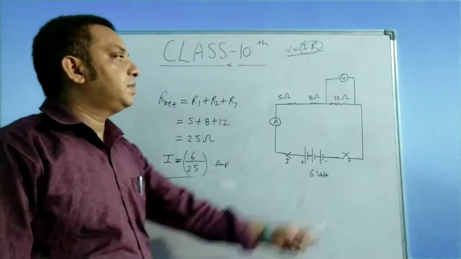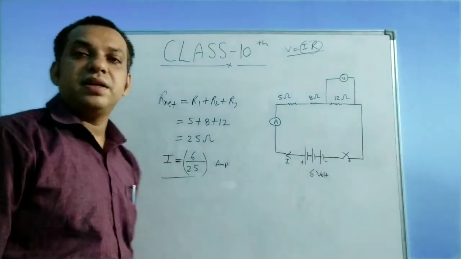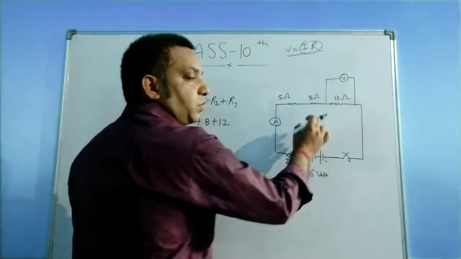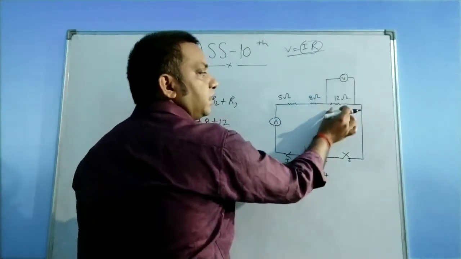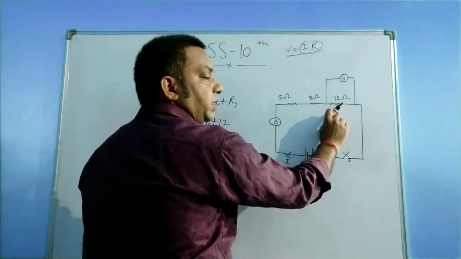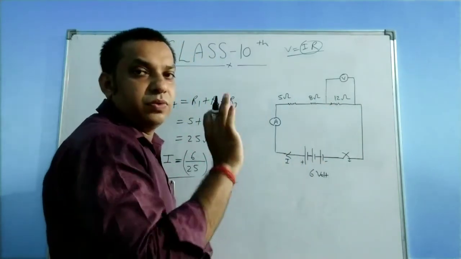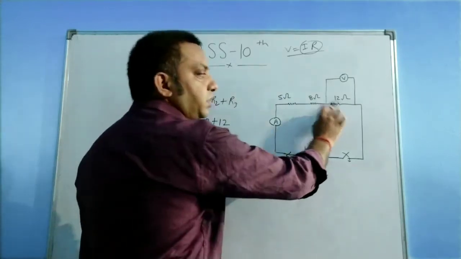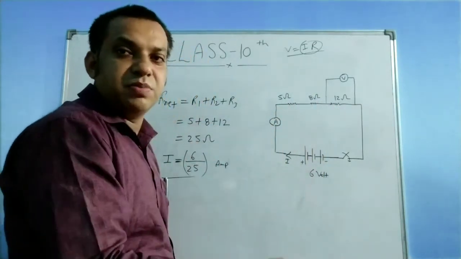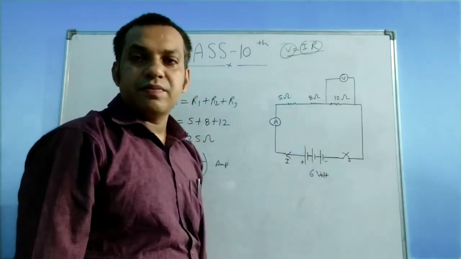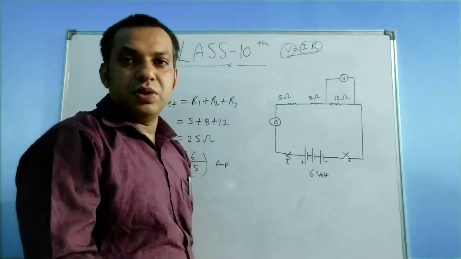What will be the reading of this voltmeter? How can we find the reading of the voltmeter? What is the function of this voltmeter? The voltmeter simply measures the value of the current flowing through this 12 ohm resistor multiplied by the value of the resistor. So if you know the current flowing through this 12 ohm resistor multiplied by 12 ohm, then you can simply find the voltage across the 12 ohm resistor, right? Which is the reading of the voltmeter.